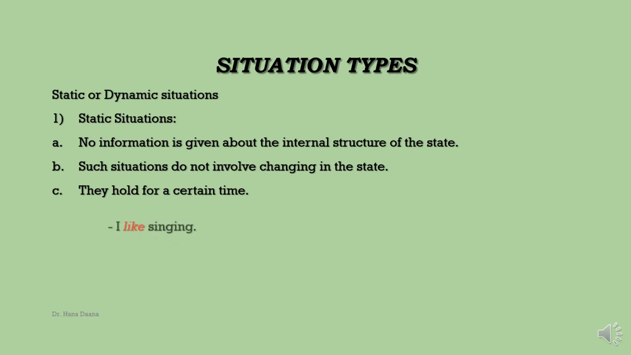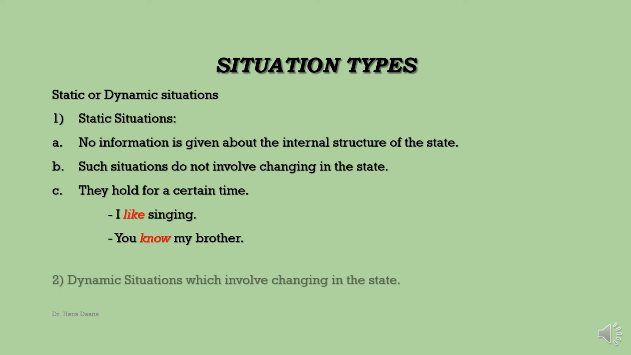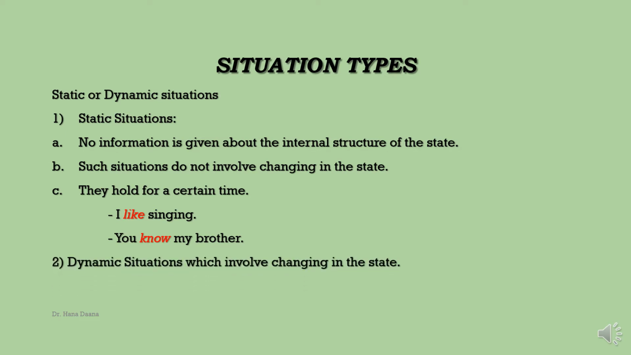As when we say, for example, I like singing and you know my brother. The verbs like and know are verbs that describe situations which hold for a certain period of time which is unspecified. On the other hand, speakers may also choose to describe a situation as a dynamic one which involves changing, as when we say, for example, Jean planted these trees and I study English.